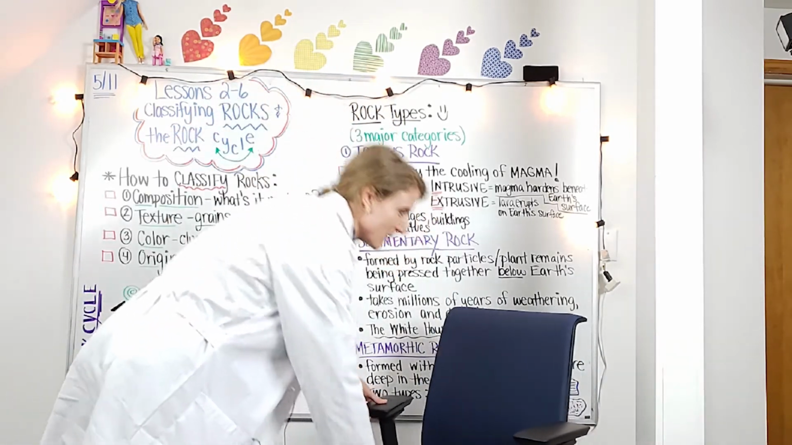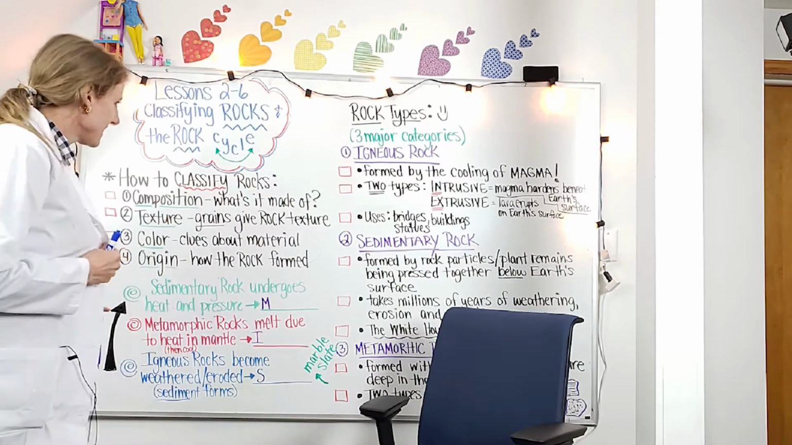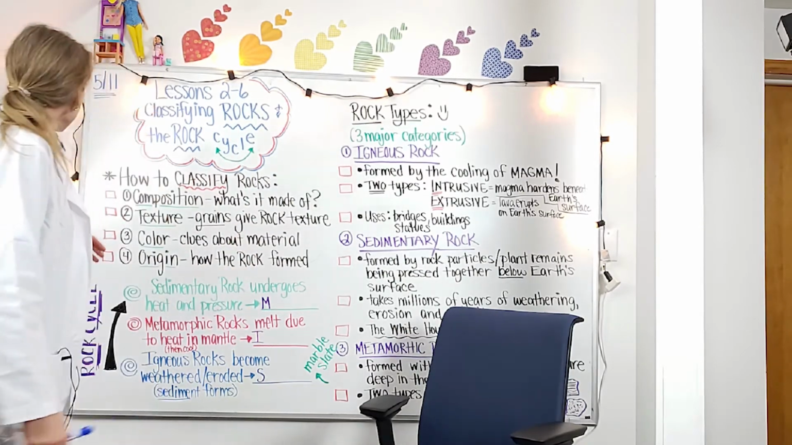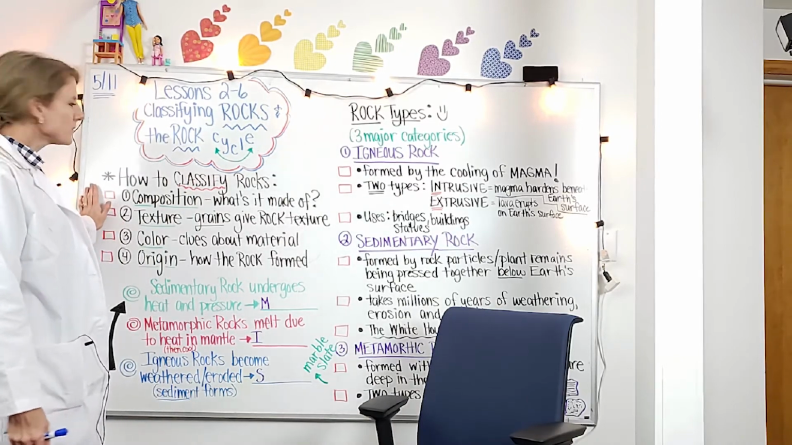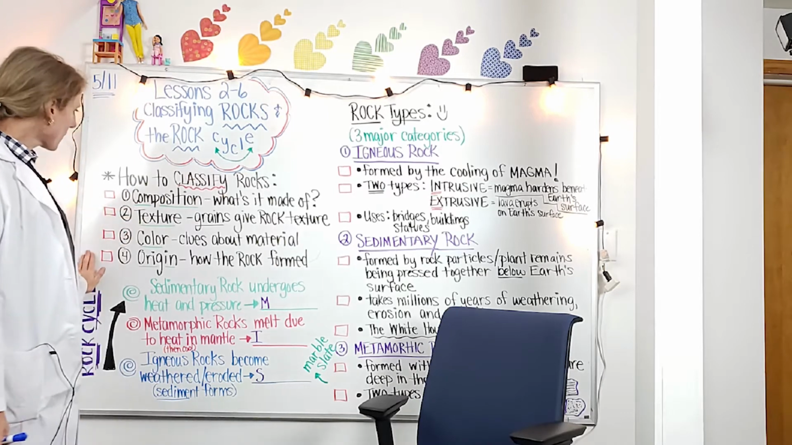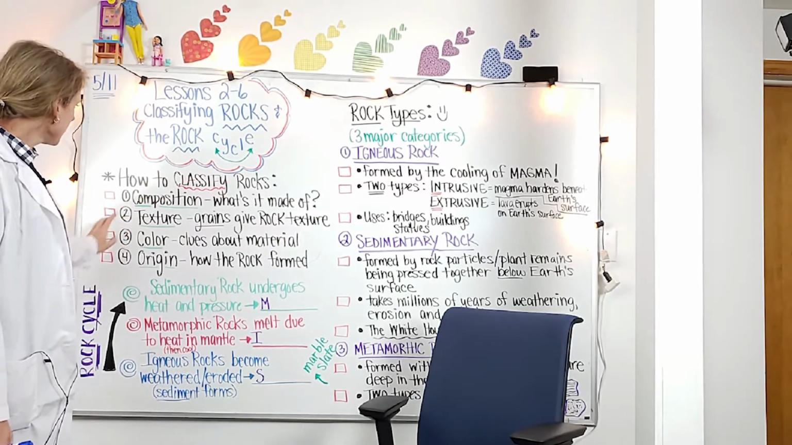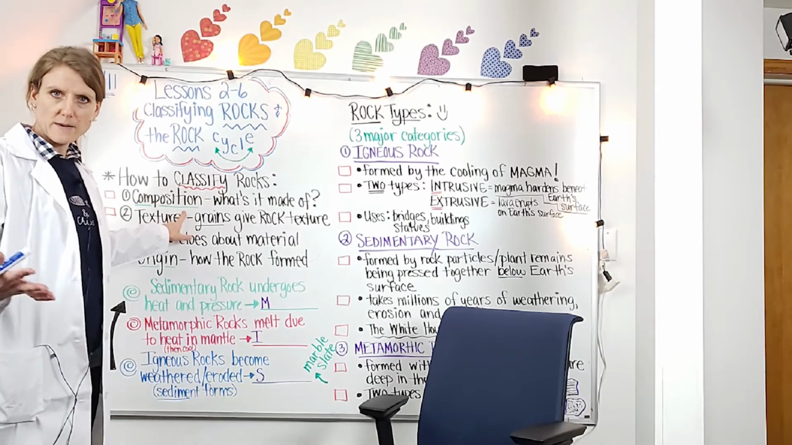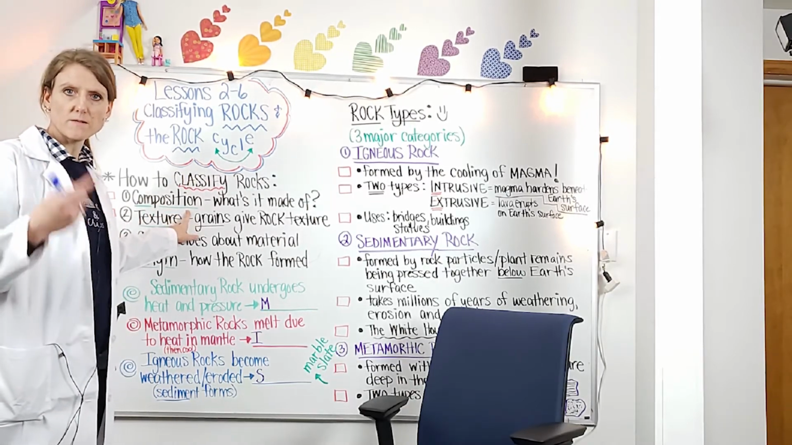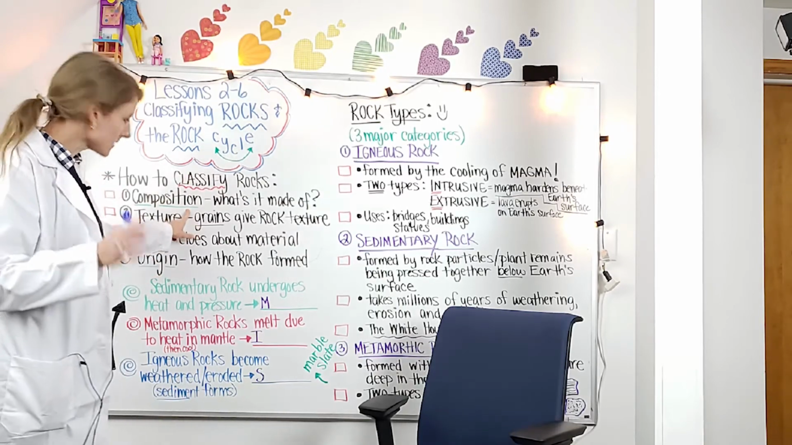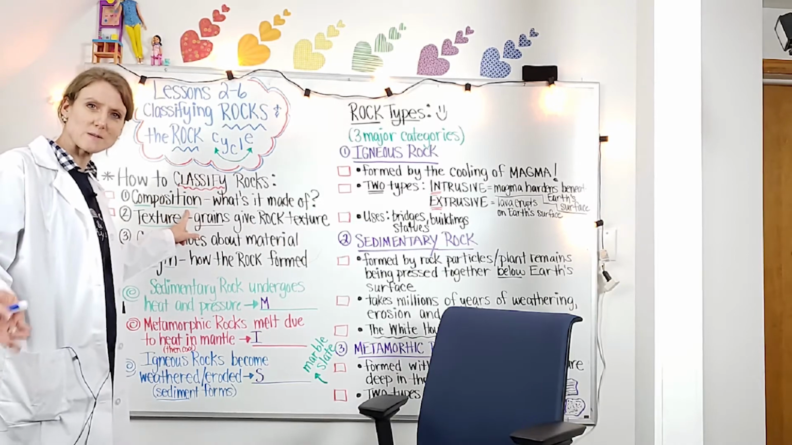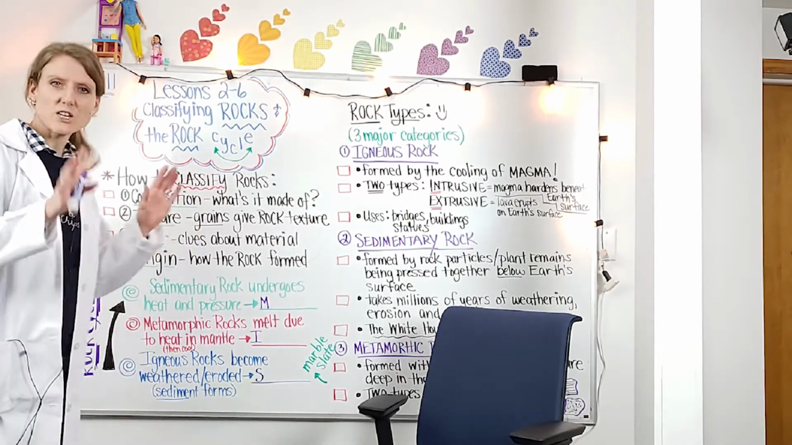All right, so let's take a look here at what we've got. And this will tie right into the assignments that you guys are doing this week. So without further ado, how do we classify rocks? How do scientists classify rocks? There are 4 ways that they classify rocks. They look at the composition, what it's made out of. Rocks are typically made of one type of mineral or maybe a combination of several types of minerals. So the composition can vary.